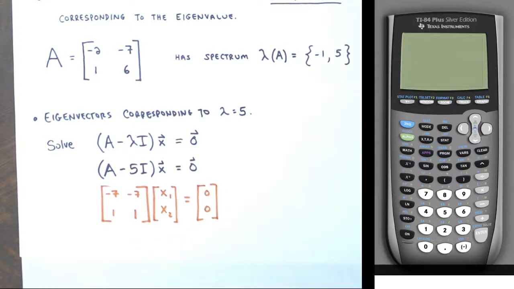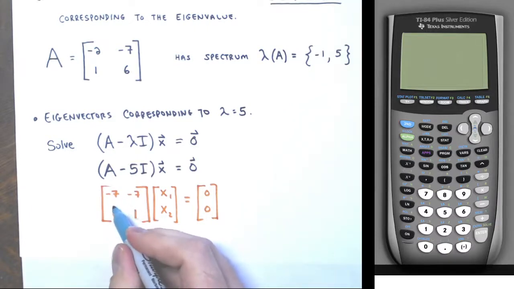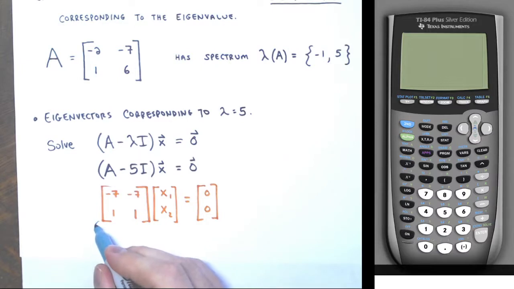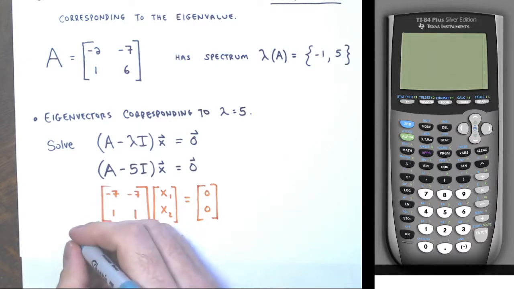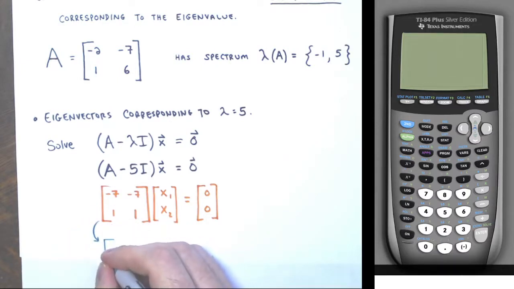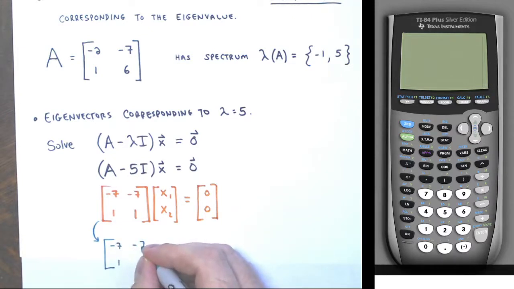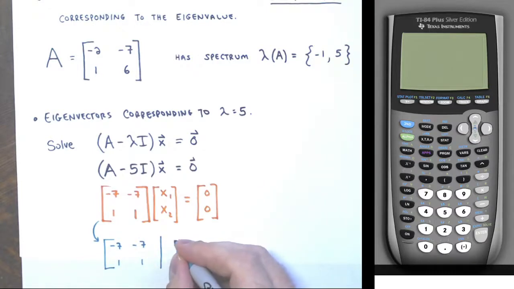The same thing, I'm going to set up my augmented matrix. Just remember, my first column is coefficients of x1 and my second column coefficients of x2. So -7, 1, -7, 1, little bar where the equals would go, and then 0, 0. And as I said, after this first example on this matrix A, I'm going to stop writing the column of zeros and just imagine that they are there.